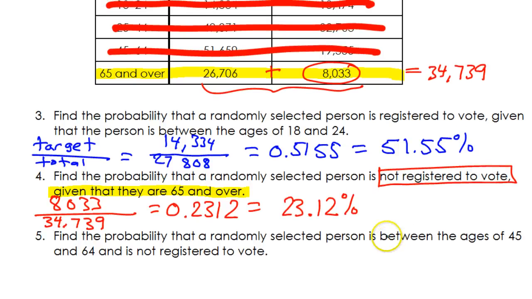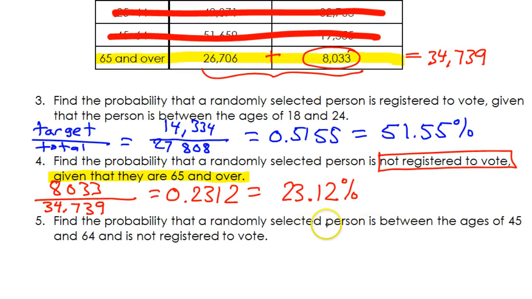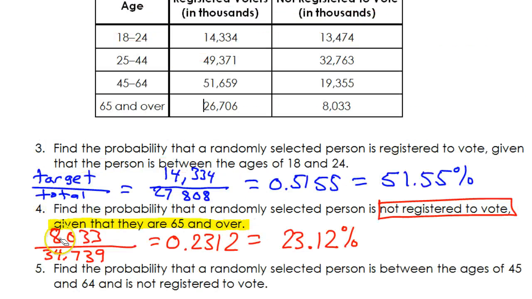Find the probability that a randomly selected person is between the ages of 45 and 65 and is not registered to vote. Wait a minute. This problem's a little bit different. This time we're not being given anything. There's none of this magic. Given that they are this. Given that the person is that. We're not given anything. Okay?